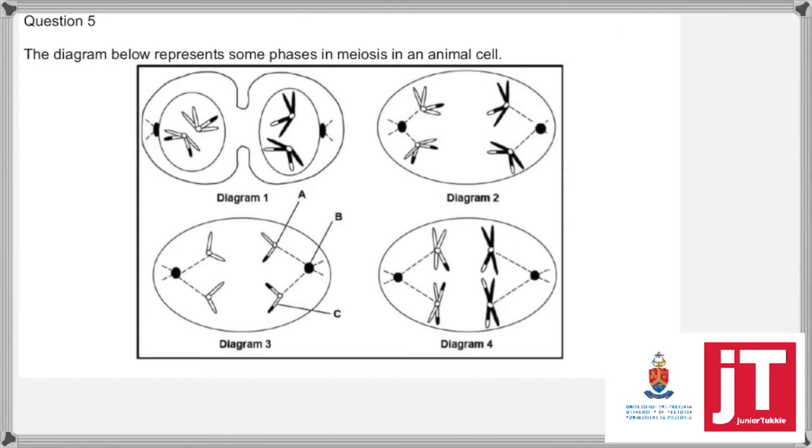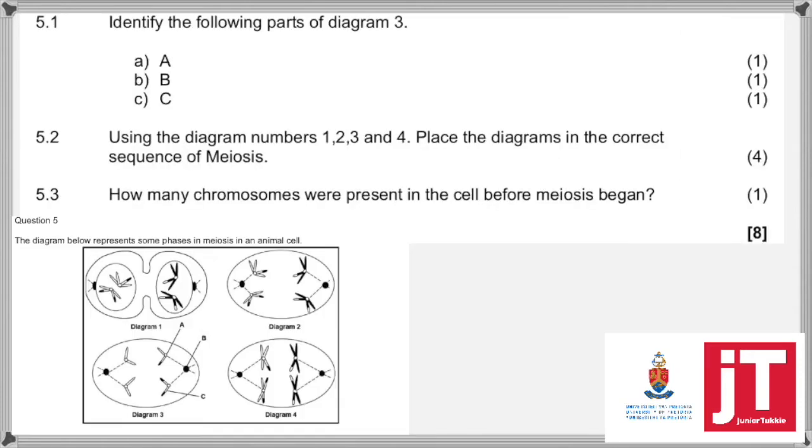I have diagrams 1, 2, 3, and 4. I can see that we have a few different labels there as well, A, B, and C, and I can try and identify those before we carry on. But let's jump into the questions quickly. I've got 4 diagrams, each representing a different phase in meiosis, and here it asks me to identify the labels A, B, and C first. This is a pretty straightforward question to answer first up. So let's have a look at these.